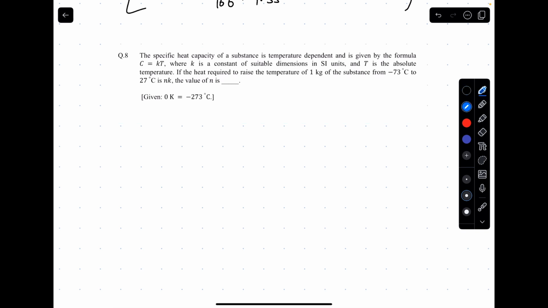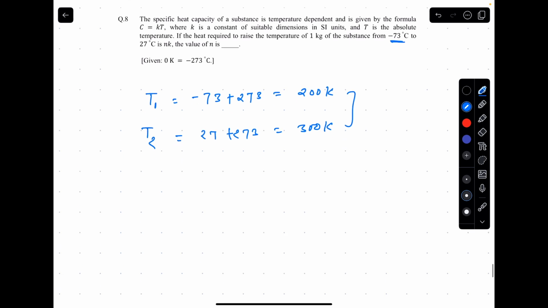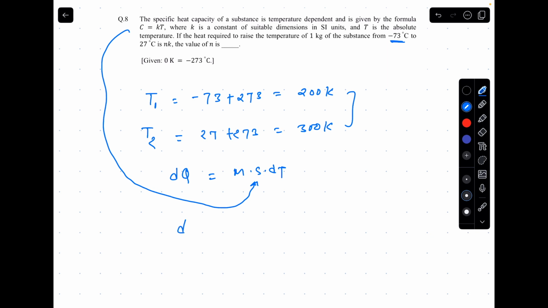Okay, so let us first change the temperature. So T1, the initial temperature, is minus 73 degrees Celsius plus 273, that will be in Kelvin, and what is that? 200 Kelvin. And the final temperature is 27 plus 273, so that is 300 Kelvin. We know that the heat absorbed by the material for the dT temperature change is dQ equals m s delta T. Now s can be a constant or a variable. Right now they have given the specific heat capacity as a variable, right? So then dQ is m k T dT.